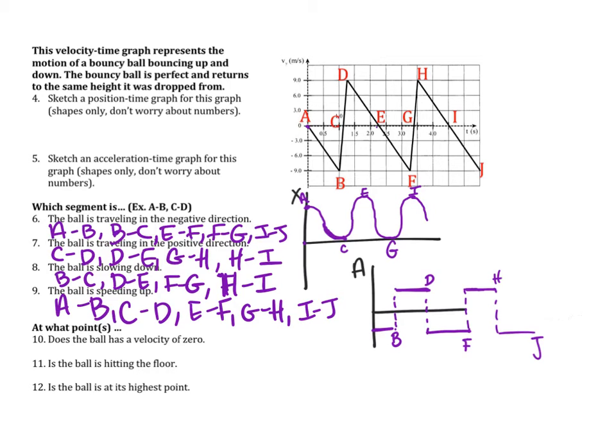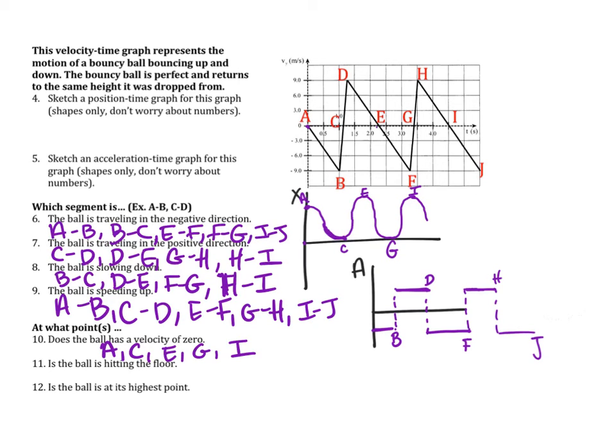Okay, so now the last 3 questions are at what points. So we're just looking for one letter here, A through J, and it could be more than one. So when does the ball have a velocity of 0? This is a velocity graph. When does it have a velocity of 0? Every time it's at the x-axis. So A, C, E, G, and I are all at the x-axis. So that's what we are going to write down: A, C, E, G, and I. And if you look back at the position graph, that's when your ball's either at the highest point or the lowest point.